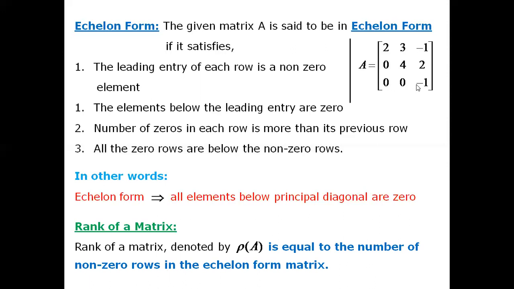See, non-zero row means in a row at least one element should be non-zero. So this is a row in which only one element is there, -1, and the other two are zeros. So you can consider it as non-zero. And this is also a non-zero row because there are 2 elements here which are non-zero. And this is one more row we got. So this echelon form matrix has 3 non-zero rows. So I can say that the rank of this matrix is 3. So this is the way of finding the rank of a given matrix.